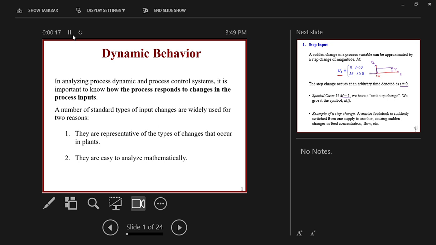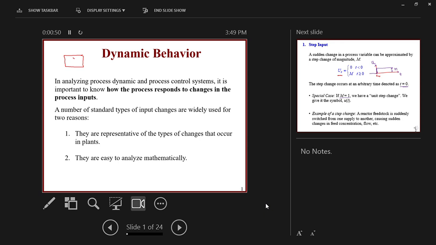Before going into the details of process control system design, we need to highlight the idea of the dynamic behavior of processes. It is very important to analyze the process dynamics in order to have a thorough picture about its behavior and reaction against different inputs.